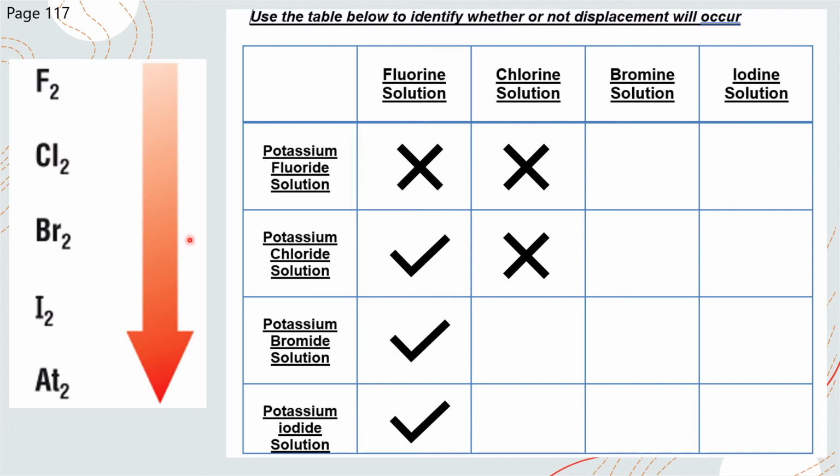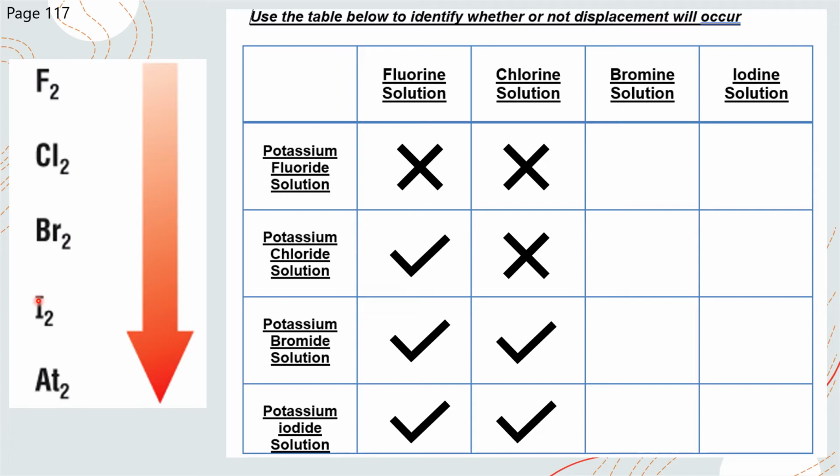Potassium bromide then and chlorine. Look, bromine is less reactive than chlorine, so chlorine will end up in the compound. So there will be a displacement reaction. And then potassium iodide solution and chlorine. Iodine is less reactive than chlorine. Chlorine will end up in the compound, so there will be a reaction.